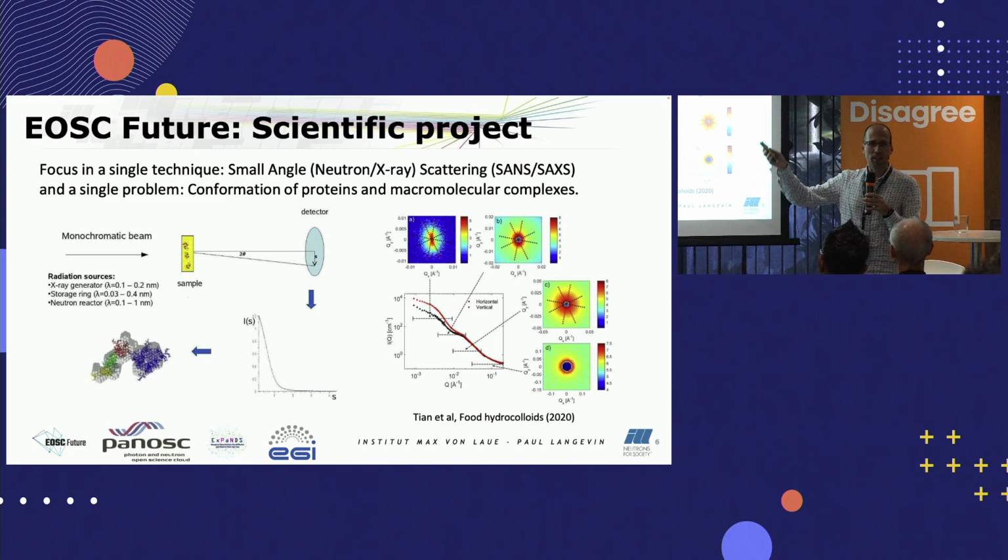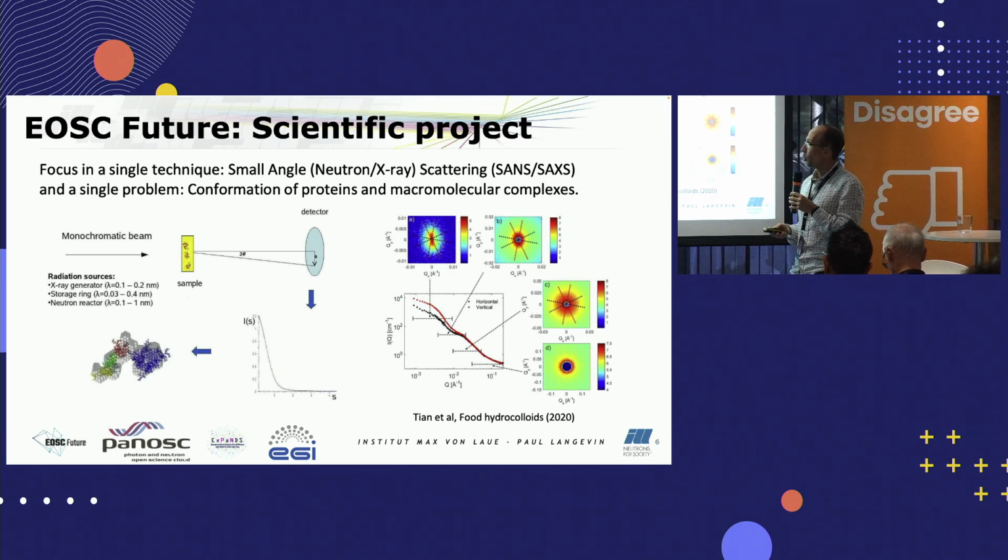For the EOSC Future program, we just focus on a very specific aspect, which was, as Ali said, the analysis of the variability and the different conformations that proteins can adopt, which can be studied with small angle neutron or small angle X-ray scattering.